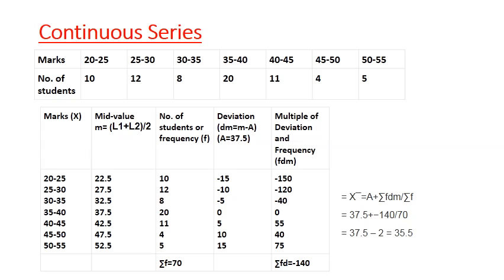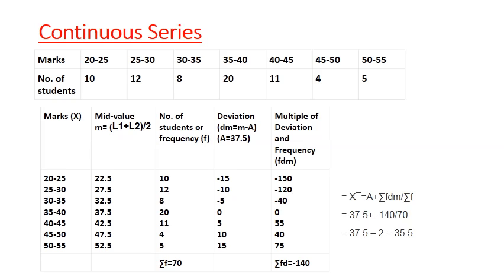Now look at this: marks and number of students, 20 to 25. This is also a continuous series, and this is the question, marks obtained 20 to 25. The first step is midpoint, so 20 plus 25 divided by 2 is 22.5, then 27.5, 32.5, 37.5, 42.5, 47.5, 52.5. Now number of students, that is frequency: 10, 12, 8, 20, 11, 4, 5, which totals 70. Summation of frequency, that is n, is equal to 70.